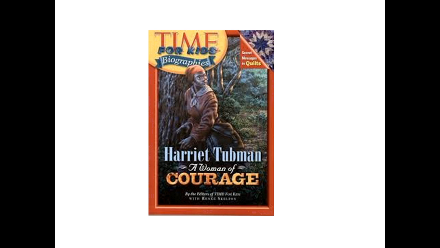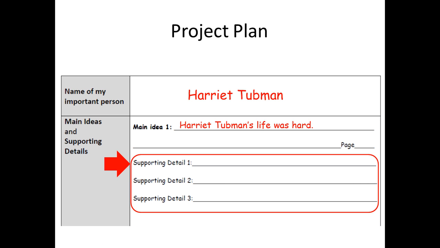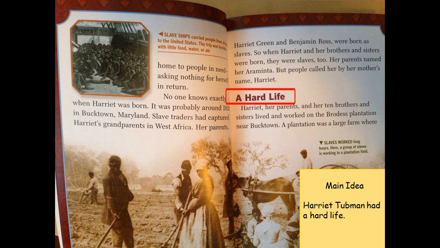As my example, I'm going to continue using the book Harriet Tubman, A Woman of Courage. Remember, in the last lesson, one of the main ideas that I identified about Harriet Tubman is that Harriet Tubman's life was hard. Today, what you're going to begin doing is identifying supporting details about the main ideas that you already identified. Remember that supporting details are facts or examples that tell the reader more information about the main idea.